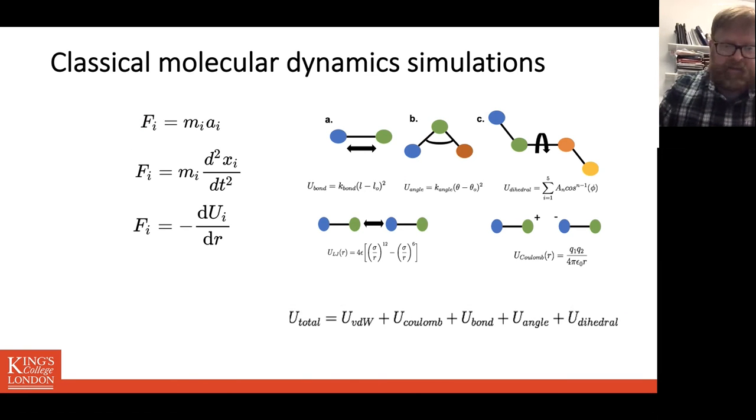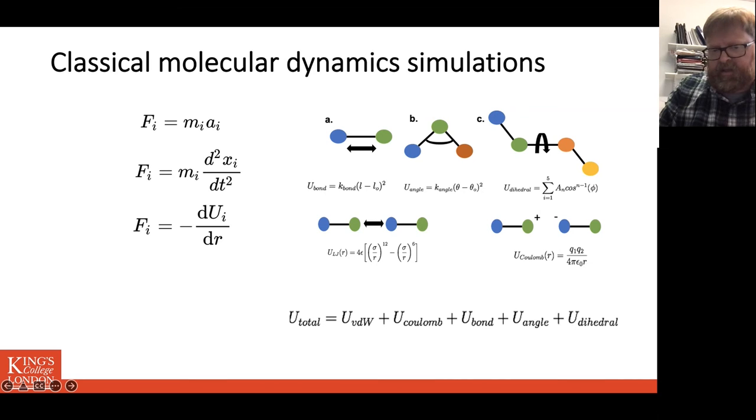Just in case anyone's not familiar with what molecular dynamics simulations are or how they work, the basic idea is that our software just calculates Newton's law of motion over and over again for every atom in our system. So we solve F equals ma, we integrate it, we get the force from the potential energy, and the potential energy consists of intramolecular terms, which define the conformations that the molecules take in our simulations, and then the intermolecular terms, which define the interactions between the various molecules.